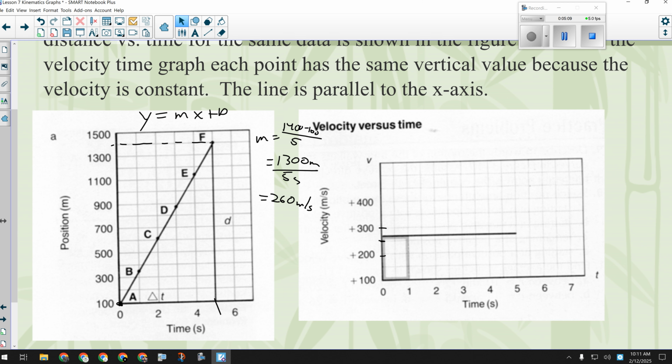Could I calculate the displacement of the object from this graph, from the position time graph? Did we do that yesterday? We did. Position or displacement is final position minus initial position. I can read that off of this graph very easily. I would just go, all right, 1400 minus 100, just like I did on the top here. And I would get 1300 meters positive. Could I calculate the displacement on this graph?